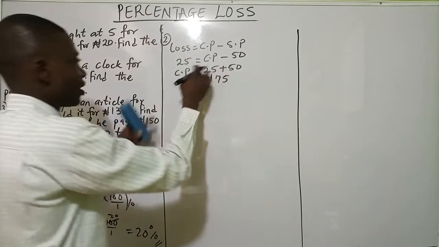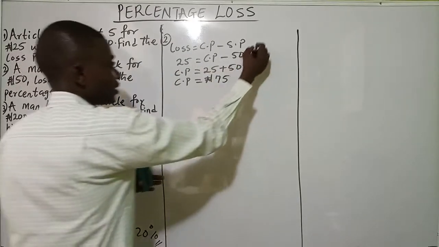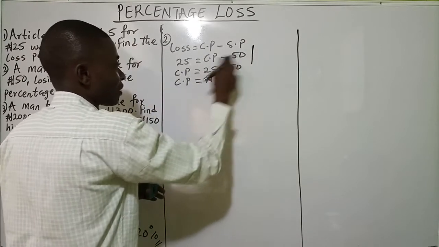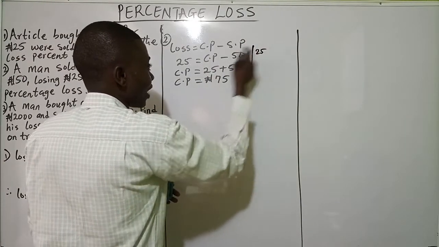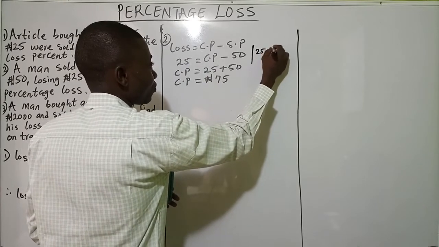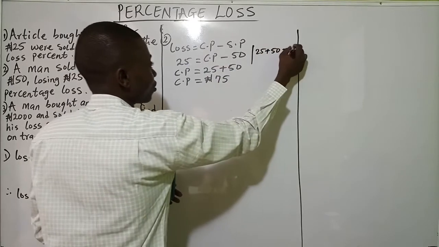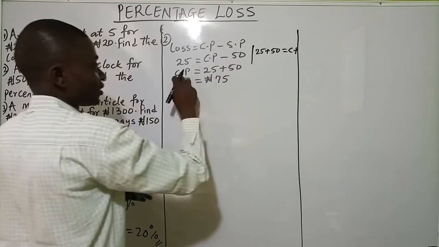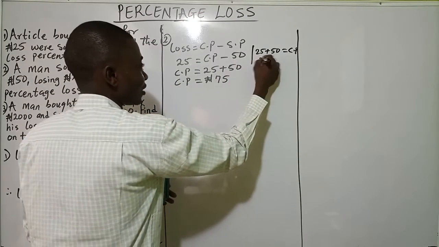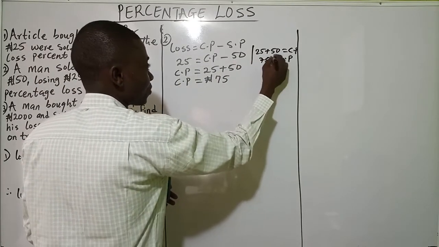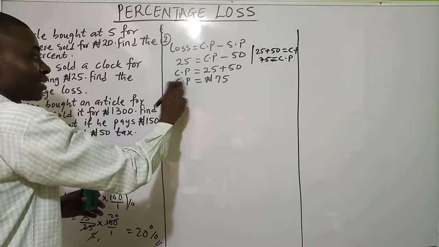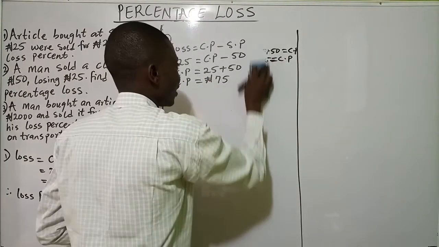For somebody who says, what happened here? I don't understand. It's the same thing. Let me quickly run that here. If I'm collecting items like saying 25, this one coming this way turns to plus 50 equals what? Cost price. That is it. So it's the same thing as this. So 75 is equal to cost price, which is the same as saying cost price equals 75.